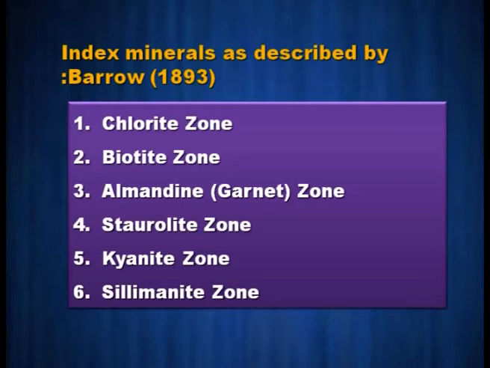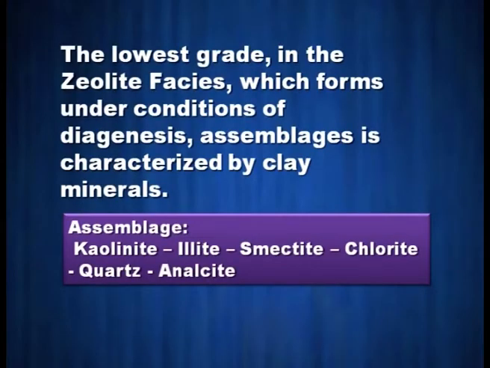sillimanite, etc. The lowest grade is the zeolite facies, which forms under conditions just above those of the diagenetic assemblages, and is characterized by clay mineral assemblages, which may include kaolinite, illite, chlorite, quartz, analcite. At slightly higher grade conditions, assemblages of the zeolite facies are replaced by those of the prehnite-pumpellyite facies. As the PT conditions increase, the Greenschist facies assemblages with new minerals form.